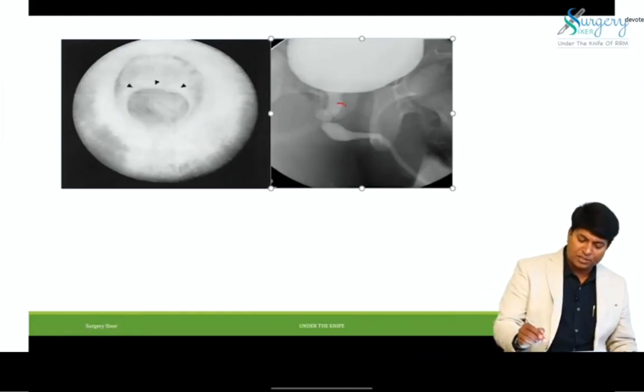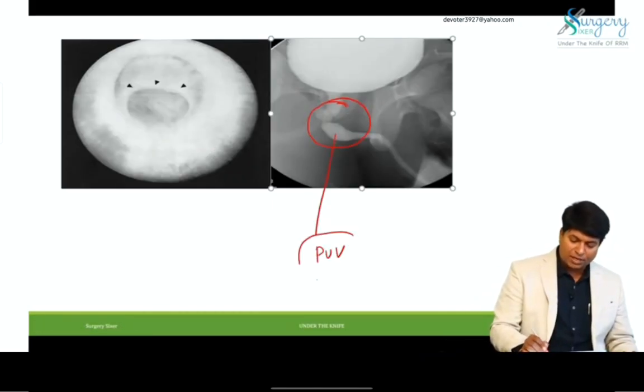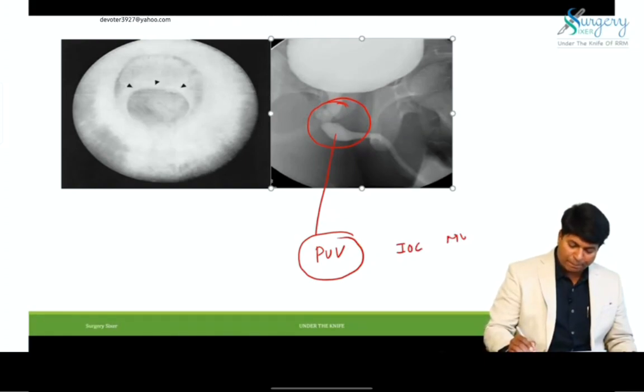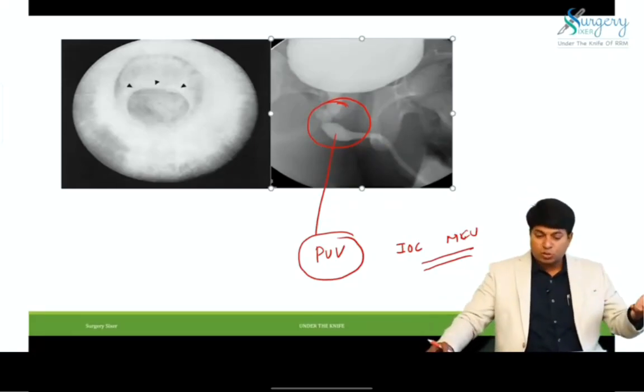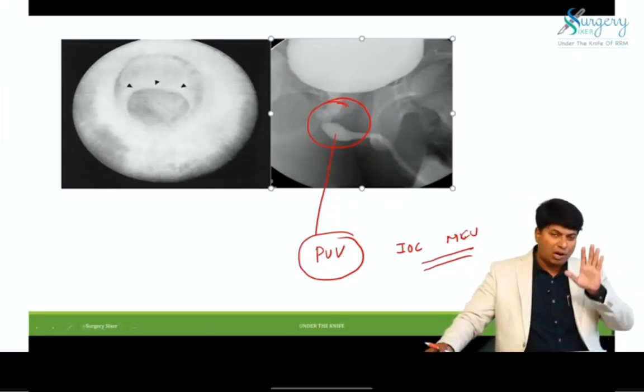So this is a micturating cystourethrogram showing you a posterior urethral valve. Congenital posterior urethral valve, investigation of choice is micturating cystourethrogram. It will look normal on a cystoscopy because when you pass from this side, the valve will open backwards and it will not be seen at all. So in a cystoscopy, it will look normal. But in a micturating cystourethrogram, you can identify this valve which acts like a flap valve.